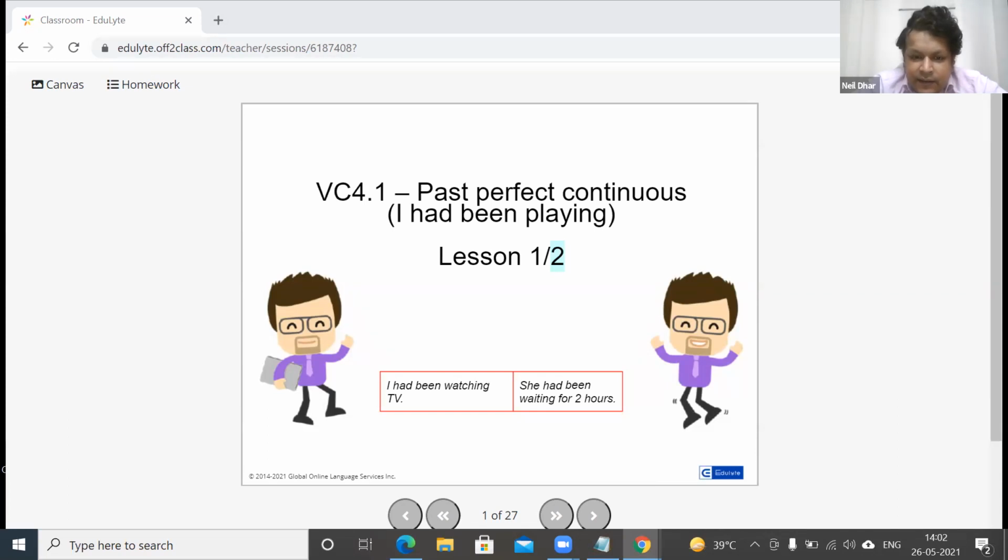Can you see my screen? Yeah, I can see. Perfect.